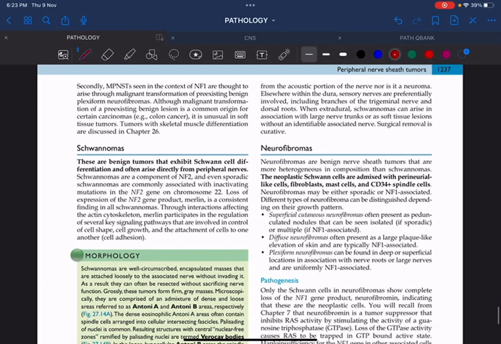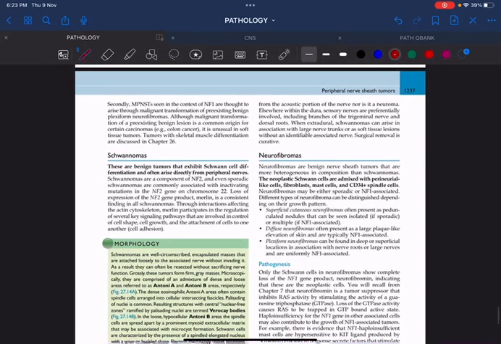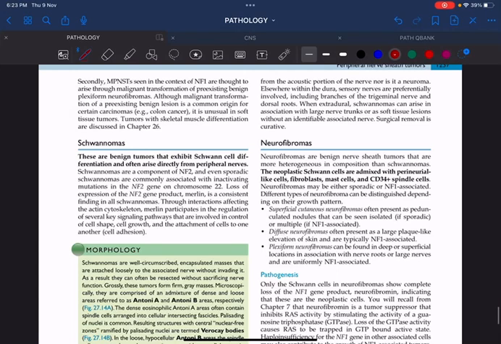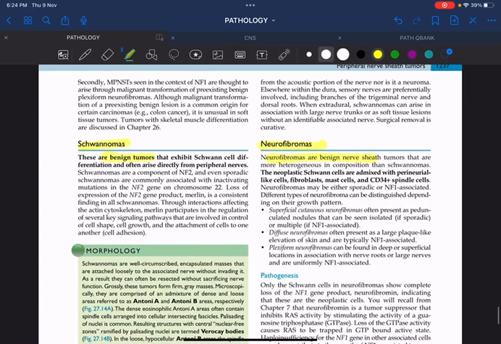Coming to the next most important question, that is schwannomas. It is a peripheral nerve sheath tumor. What do you mean by schwannomas? It is a benign tumor. Another tumor is neurofibroma. Again, I am going to describe both simultaneously. Schwannoma is a benign tumor. Neurofibromas are also benign tumors.